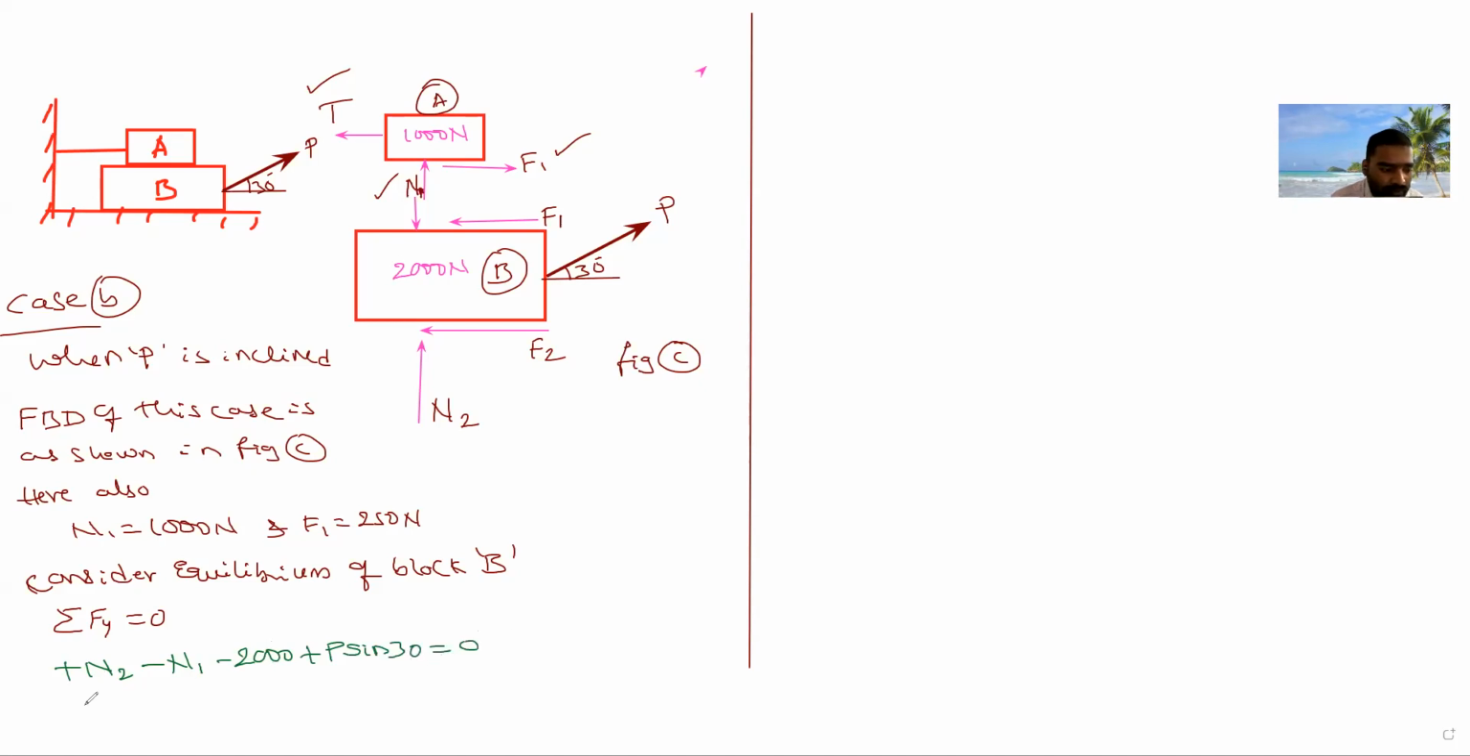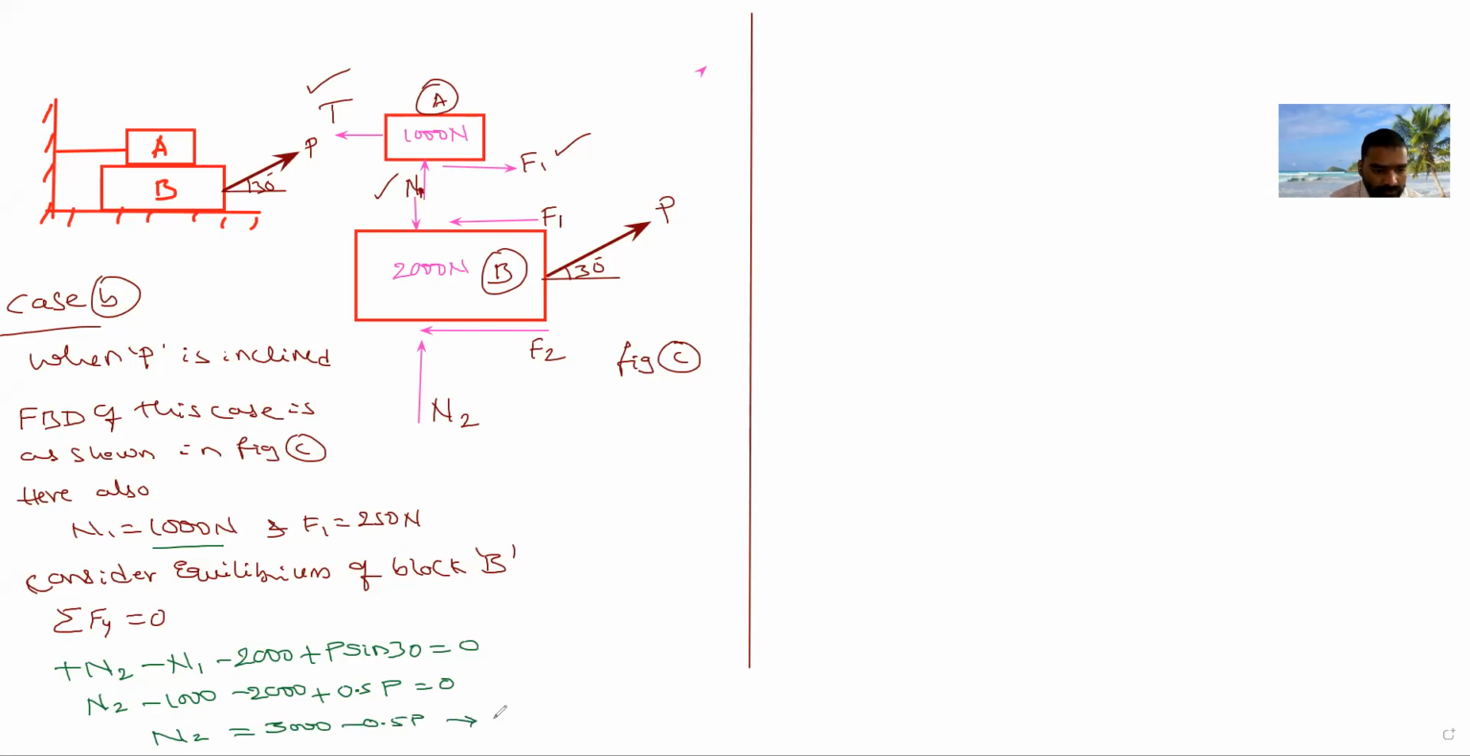So here, is N2 known? I don't know the value of N2. Is N1 known? Yes, I know N1 from this equation. N1 is 1000, so minus 1000. Next minus 2000. Next, sin 30 means how much? 1 by 2, it is 0.5 P is equal to 0. So I will write N2 is equal to 1000 plus 2000, 3000. I will transfer this 3000 to the right hand side. That is 3000 minus 0.5 P.